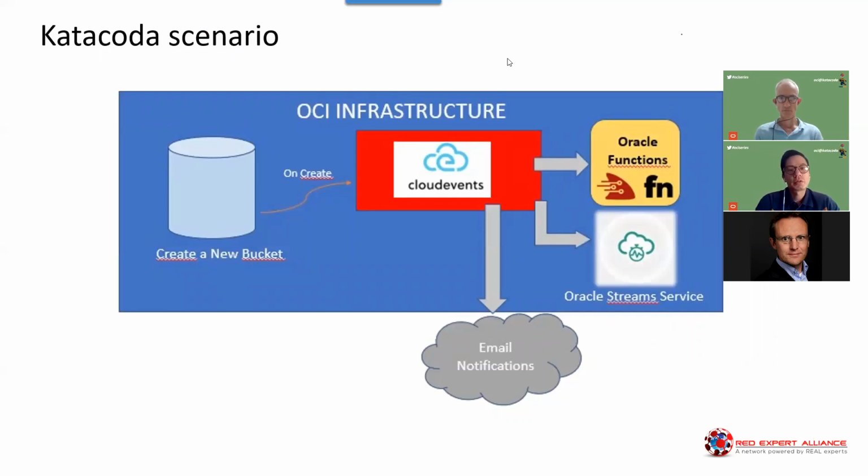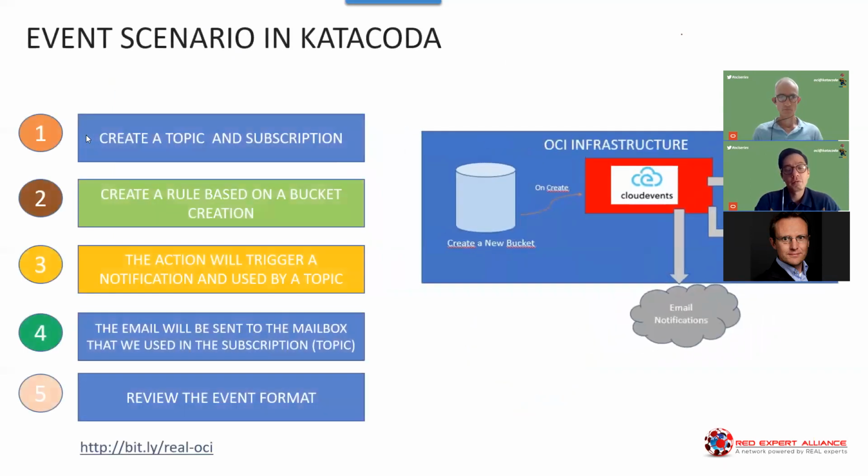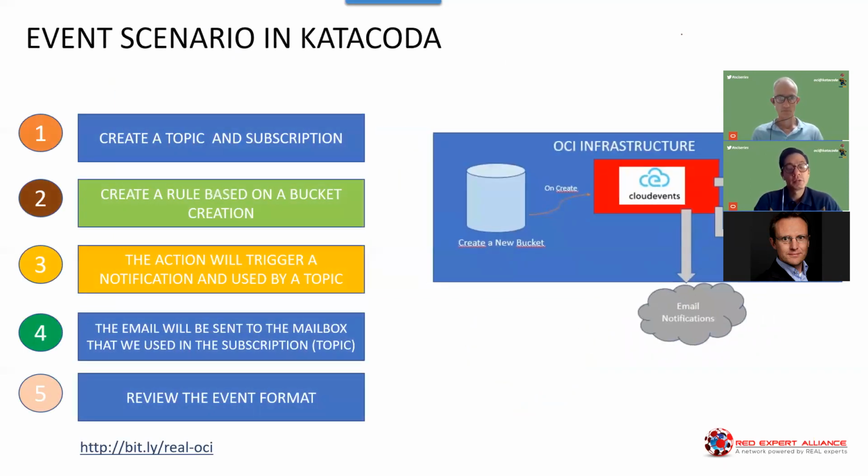So I think that's pretty much, Lucas, from my side in terms of the scenarios that are ready for the users. And sorry, I just forgot this. These are the steps that you're going to take. Create a topic subscription, create the rule based on the bucket creation. Then you will trigger and you will associate that action to trigger the notification, and you will receive an email into your mailbox. And in the mailbox, you will receive the cloud event. So you are actually going to see the shape of that cloud event. All right. So I think that's it, Lucas.